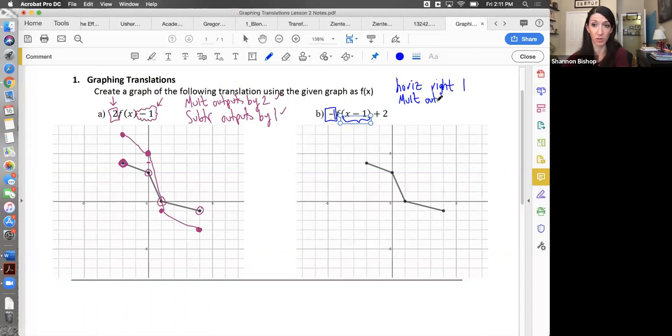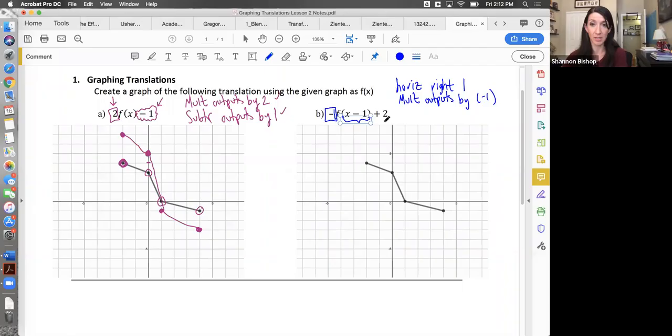The outputs, of course, it's on the outside. Multiply outputs by -1. But what does even that mean, right? Think about when your A value is negative, what does that really do? It just reflects the graph. So when we say multiply outputs by -1, what we're essentially saying is, I'm just flipping it over the x-axis. I'm just reflecting it. That's all that really ends up meaning.